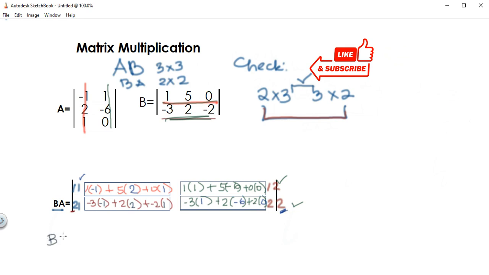So your matrix BA is going to be equal to, well, 1 times -1 is -1, plus 10, plus 0. That's going to be a 9. -3 times -1 is positive 3, plus 4, that's 7, minus 2, that's going to be a 5. The next one is 1, and 5 times -6 is -30, so that's -29 plus 0. It's just going to be -29. -3 times 1 is -3, plus -12, that's -15, plus 0, so that's just going to be -15. So therefore, that is your B times A.